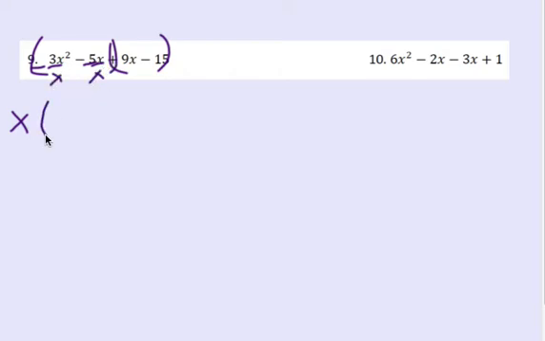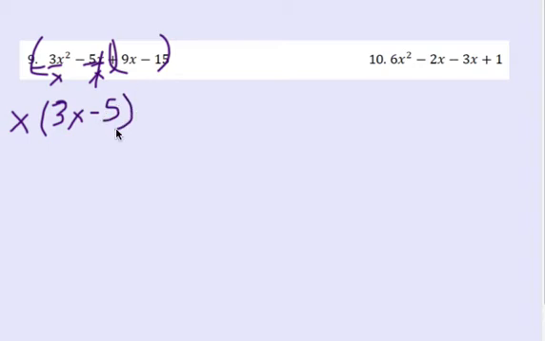3x squared divided by x. Well, 3 divided by 1 is just going to give me 3. And then x squared divided by x is just going to give me x. Negative 5x divided by x, well, my x's are going to cancel out, and I'm just left with negative 5.